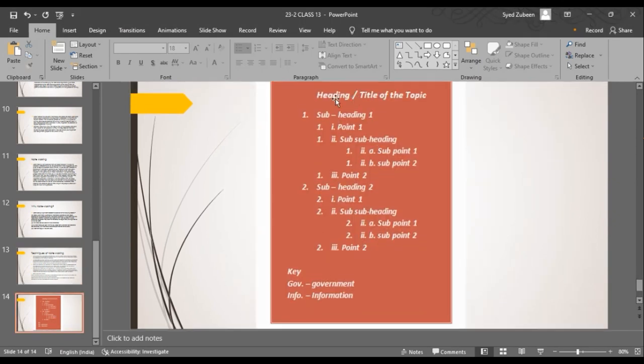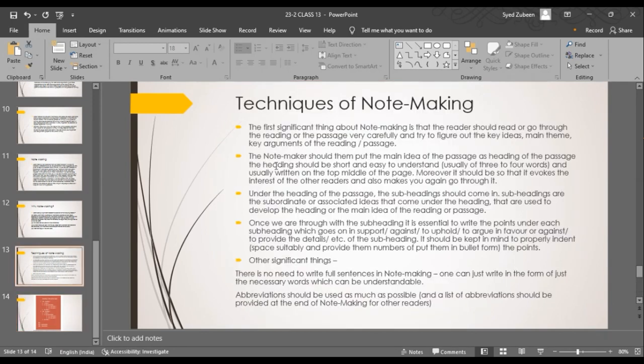So over here you have the heading of the topic. You'll be looking at microeconomics and macroeconomics, and the first heading is macroeconomics, right? Then what should one do? It should be at the middle of the page. Moreover, it should evoke the interest of other readers and make you go through it again, right?